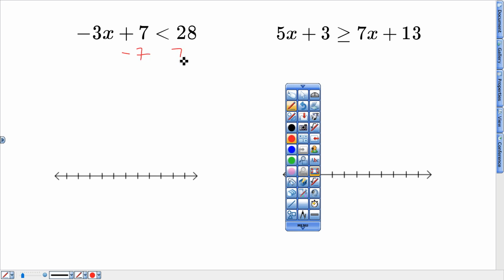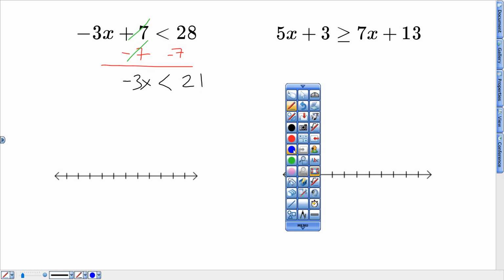Minus 7 to both sides. These will cancel away. Bring down the negative with the 3x. Just don't bring down 3x. Bring down my inequality, and then get this 21 right there. Don't jump the gun and flip the inequality yet.